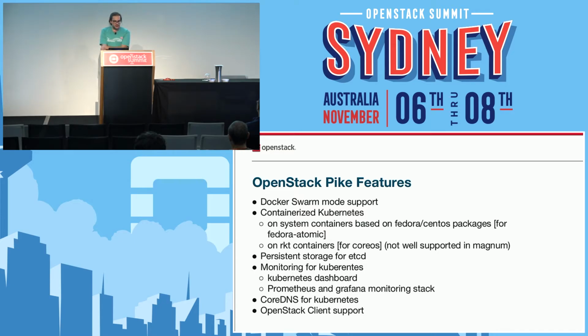Something else that we added, a minor feature, is persistent storage for etcd. So even if all your VMs are gone, if your worker nodes are gone, if you have it in persistent storage, you can restore it. All the state of the cluster is stored in the persistent volume. So if your Cinder backend is Ceph, for example, or something else, it's guaranteed that you won't lose your data.